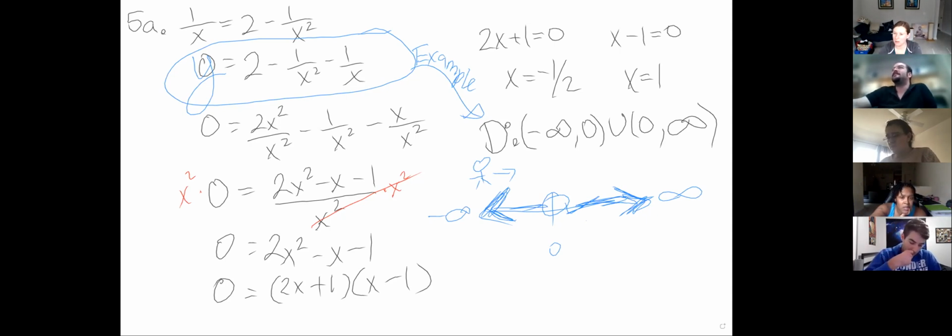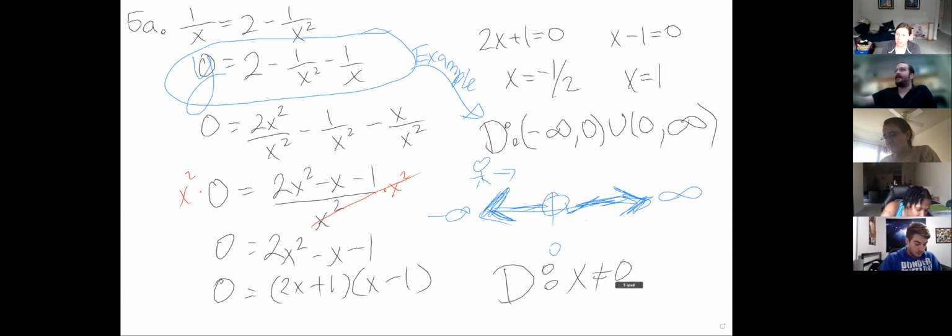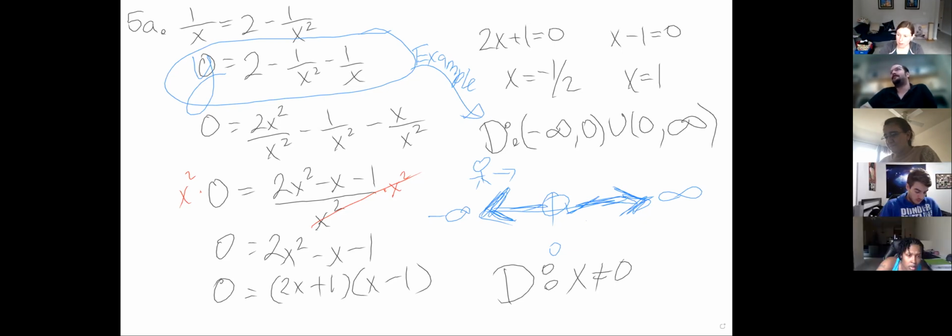Would you also accept x is not equal to 0 if you put that? You would accept that as the domain, just x is not 0. I wouldn't accept that. That doesn't imply that it's everything else. I don't know if you would. Yeah, I guess it depends. If they just wrote this, I would not accept that. Personally, I don't know. If you want to accept it, I guess we could tell them.